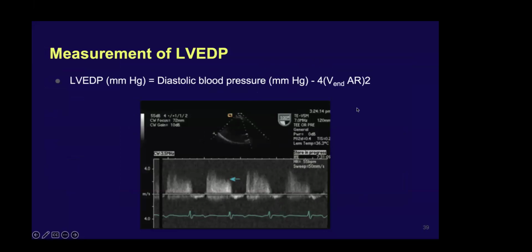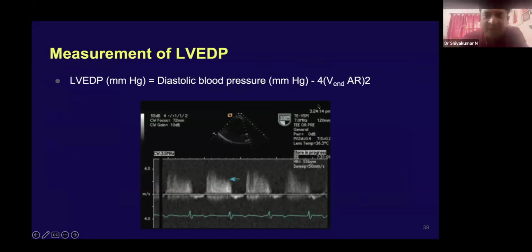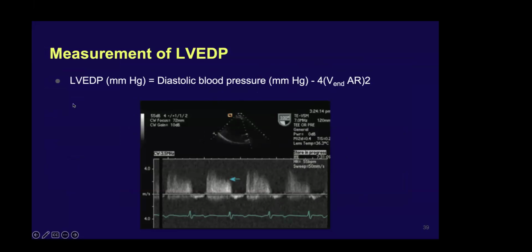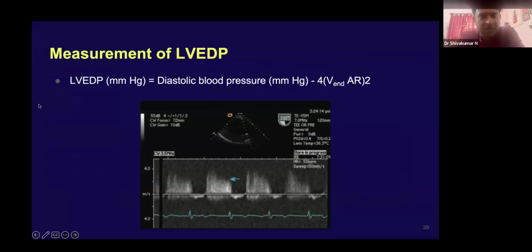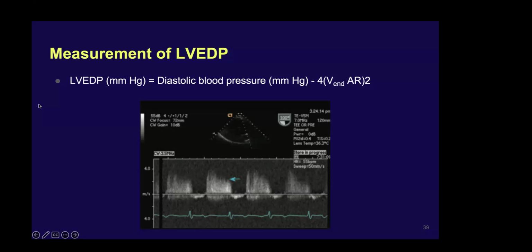Now we'll go to the next question. Can you please explain how to measure LVEDP in detail? One method I already described. In MR, you can determine the LAP by looking at the mitral regurgitation jet gradient. The mitral regurgitation jet gradient plus LAP will be equivalent to the systolic arterial blood pressure. Because you know the systolic arterial blood pressure and the MR jet gradient, if you subtract the MR jet gradient from the systolic blood pressure, you will get the left atrial pressure.